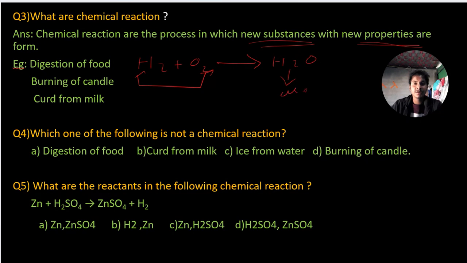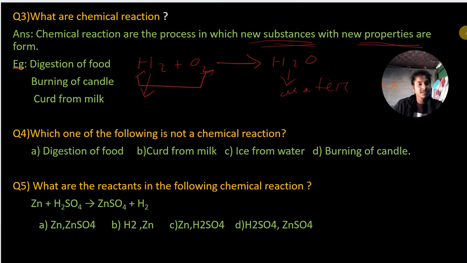Now, these are the substances which react to form a new substance, that is water. Hydrogen has a different property, that it burns with a pop sound, and oxygen helps in burning, but water prevents burning. So these two substances react to form a new substance, water, with new properties. This is the definition. Some more examples: digestion of food, burning of candle, curd from milk. All these are what? Chemical reactions.